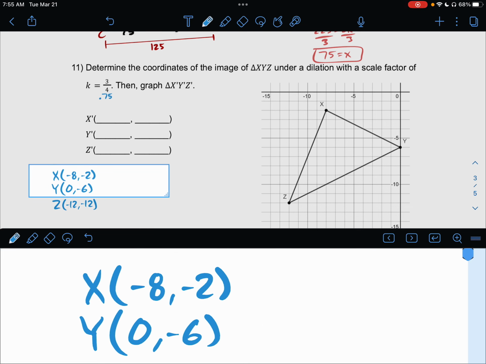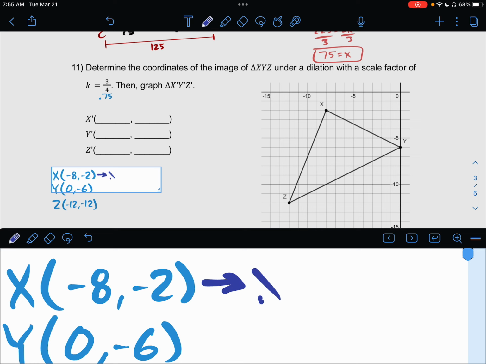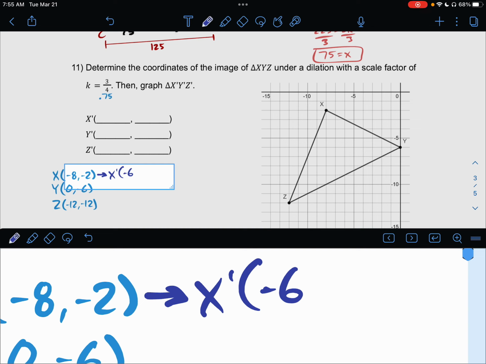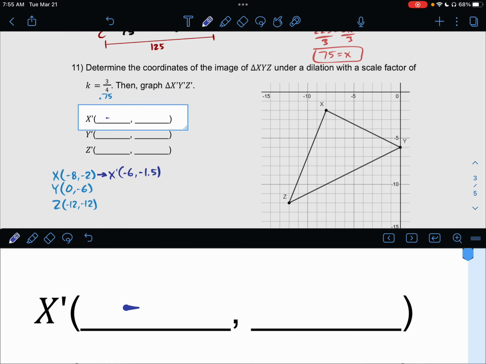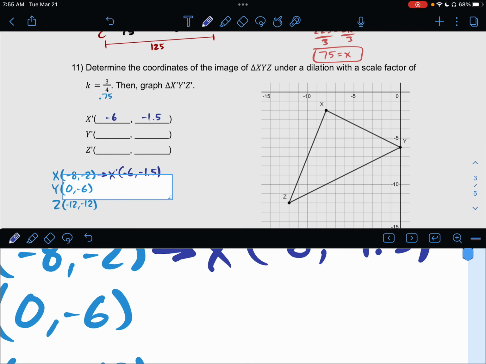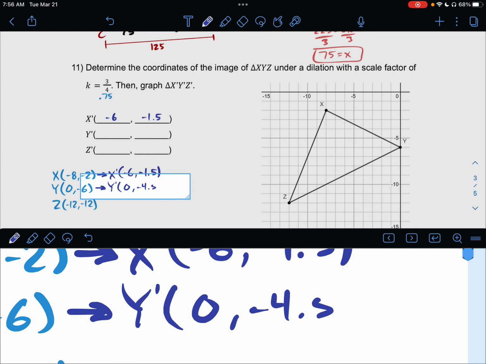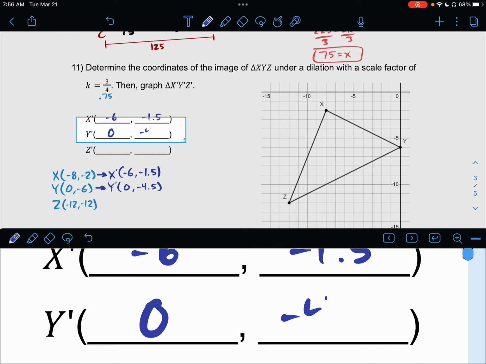What I need to do now to find x prime, y prime, and z prime is multiply everything by 0.75. In a calculator, I'm just going to do all these numbers times 0.75. Negative 8 times 0.75 is negative 6. Negative 2 times 0.75 is negative 1.5. So that's my x prime: negative 6, negative 1.5. For y prime, 0 times anything is just going to be 0. So the x value is 0 there. Negative 6 times 0.75 is negative 4.5. So y prime is at 0 and negative 4.5.